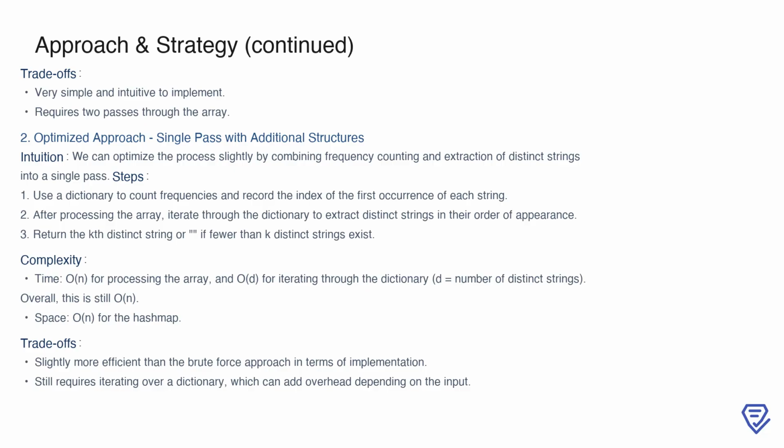The time complexity remains O(n) for processing the array, as the iteration over the hash map depends on the number of distinct strings, which is generally much smaller than the total array length. However, the space complexity is still O(n) due to the hash map. While slightly more efficient in implementation, this approach introduces some overhead in managing both the count and the order.